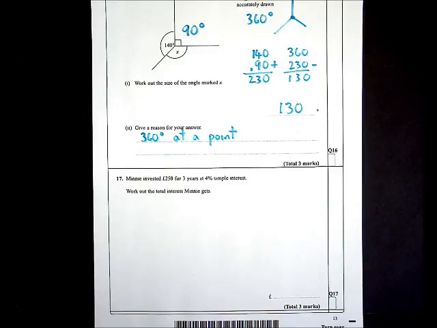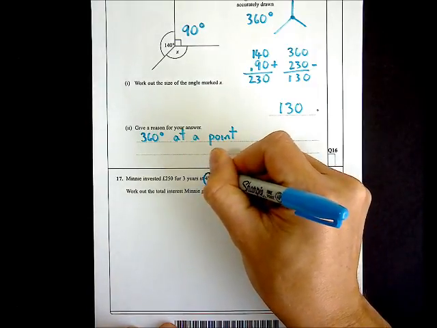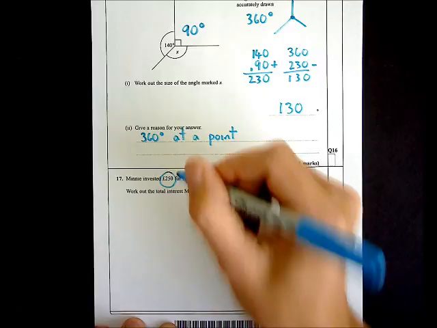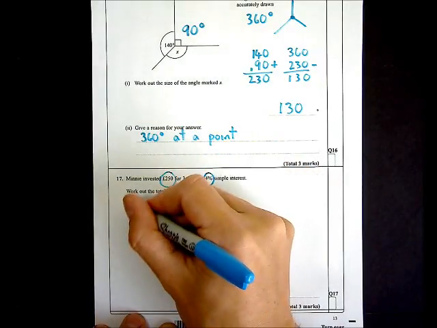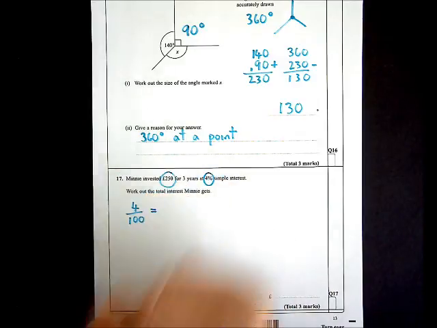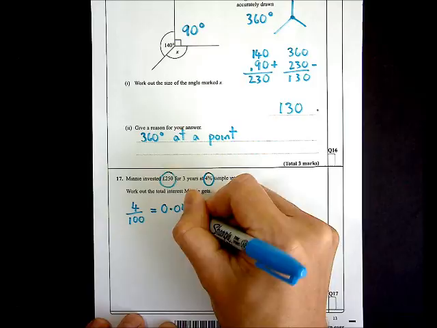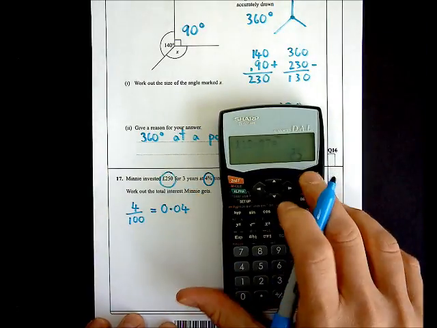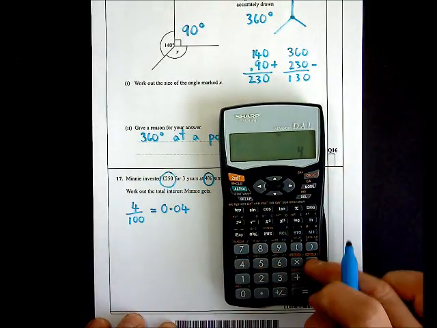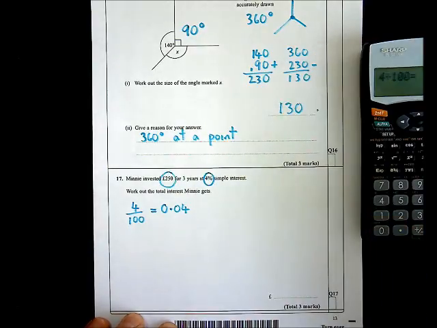On question 17, I'm told that Minnie invested £250 for 3 years at 4% simple interest. So the first thing I'm going to do is find 4% of £250. And to do that, I'm going to take 4%, write it as a fraction, which is 4 out of 100, and that as a decimal is going to be 0.04. And again, if you're not sure, I'm simply doing the division of 4 divided by 100, and that's giving me 0.04. And that would be my multiplier.